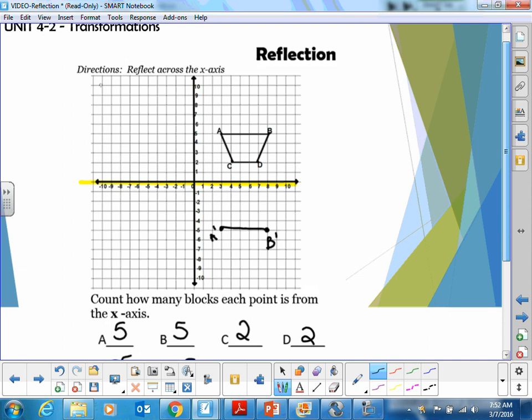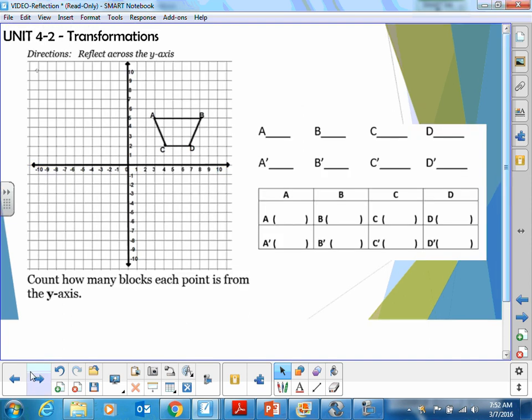C is 2 units, so let's go 2 units. And D is also 2 units. So that's how simple a reflection is. And if you can see, it's a mirror image. That means if this was a mirror, then the image is actually the reverse or a reflection of what it was originally.